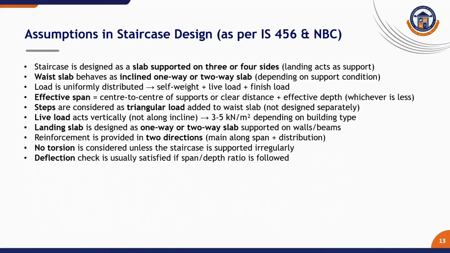Live load acts vertically, not along the incline, and is 3 to 5 kN per meter square depending upon the building type, taken from the National Building Code. Reinforcement is provided in two directions: one is main along the span plus the distribution bar. No torsion is considered unless the staircase support is irregular. Deflection check is usually satisfied if the span divided by depth ratio is followed.